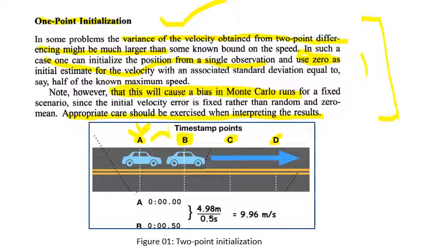I've already told you, you will have a certain bound, you will know the upper and lower limit of the velocities that a target can have, and then based on the difference, this 4.98, this is just an example. Let's say from point A to B, when the car traveled, it traveled 4.98 meters divided by the sampling time, which is 0.5 seconds, you are going to get a velocity. So you can use this velocity for initialization of your filter.